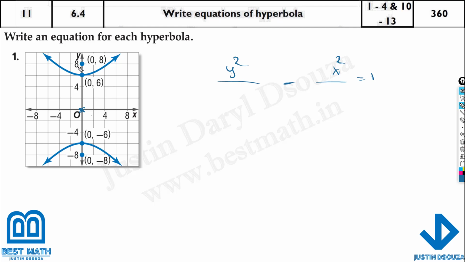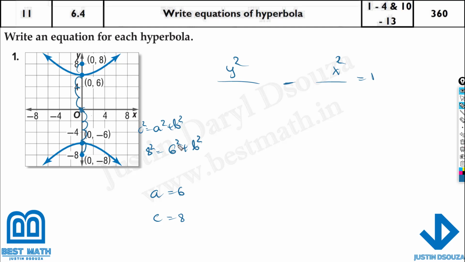And what else? What is the a value? A is towards the vertex, right? 1, 2, 3. Sorry, each unit is 2. So it's 2, 4, 6. A is 6. But the b value is not given. We don't know where the co-vertex is. But the focus is given. Can you see that? It's 2, 4, 6, 8. C is 8. So we have to use the c squared equals a squared plus b squared formula.